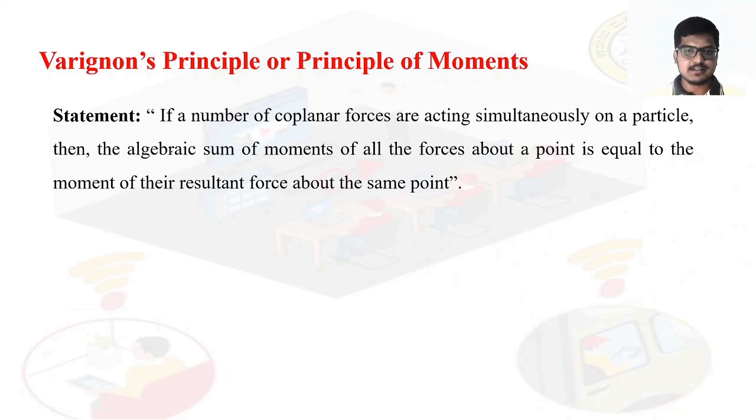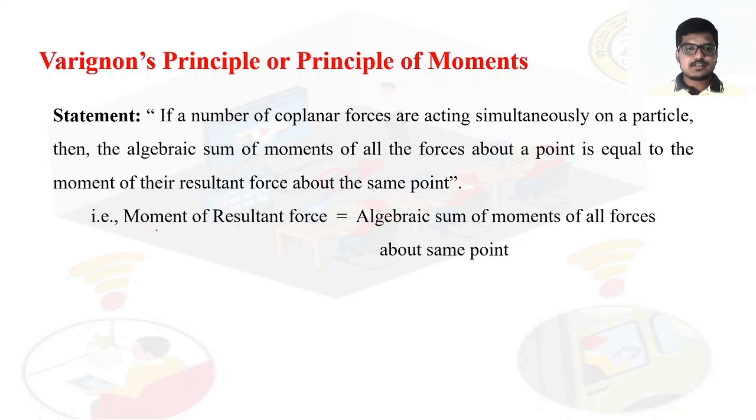See, again I'll read the statement. If a number of coplanar forces are acting simultaneously on a particle, then the algebraic sum of the moments of all the forces about a point is equal to the moment of the resultant force about the same point. Correct? Now, the moment of the resultant force is equal to what? The algebraic sum of the moments of all the forces about the same point. Algebraic sum means it is a sum. It is the addition of all the forces which are acting on that particle at that particular time.